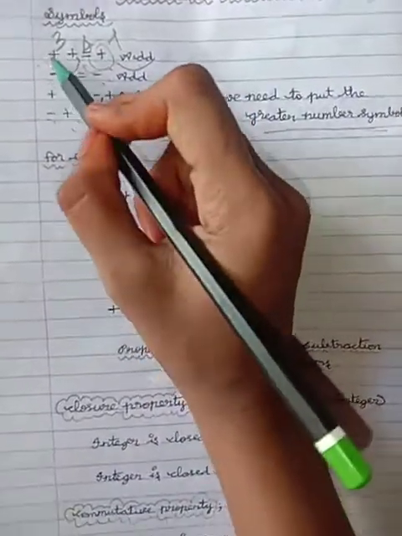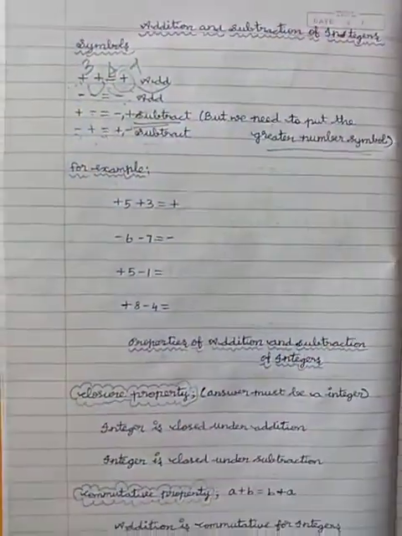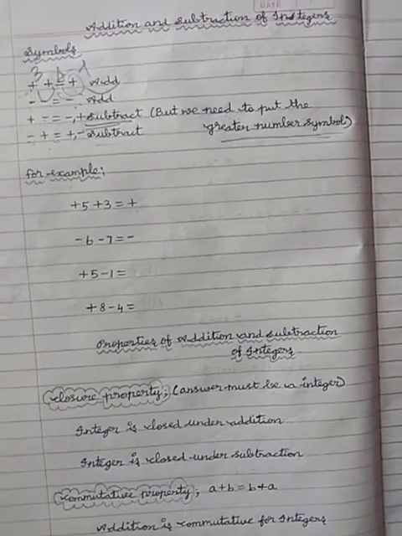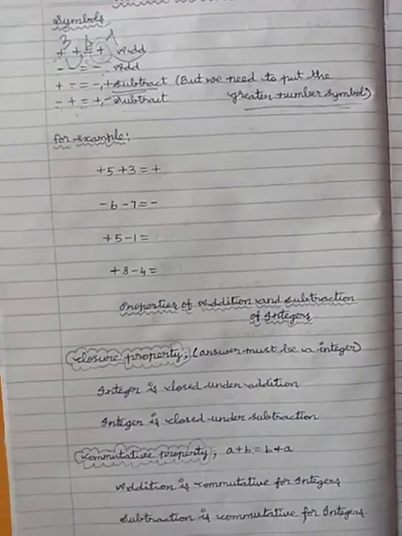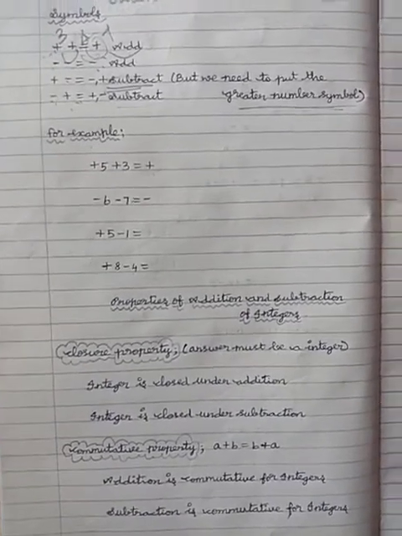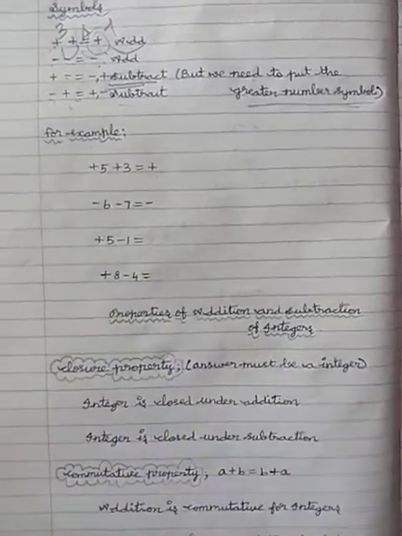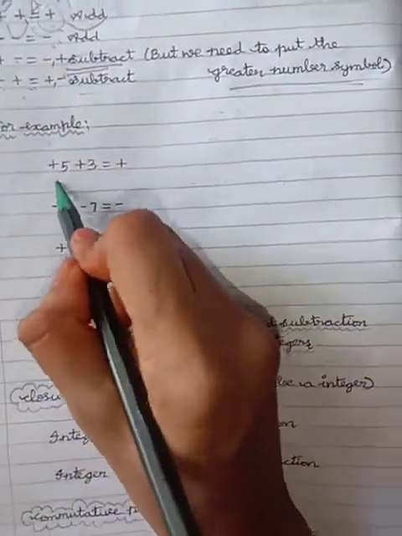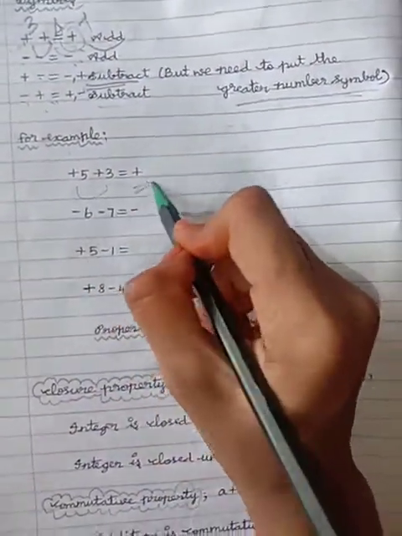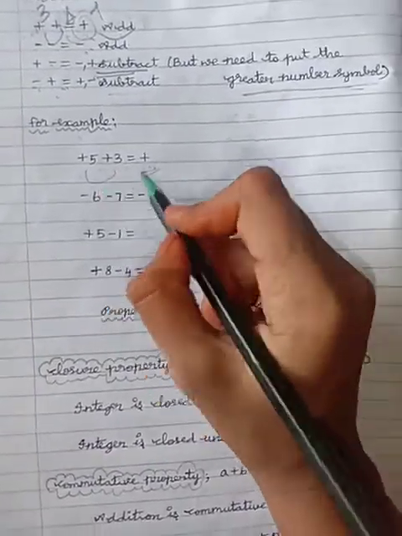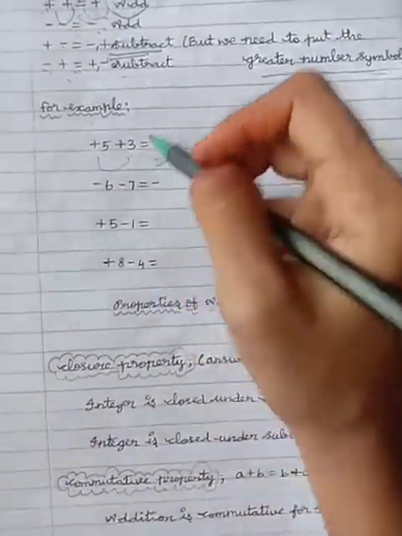One is the notice: if the given signs are the same, we need to put the same sign and we need to add. If the given signs are different, we need to put the greater number's sign and we need to subtract. So plus 5 plus 3, both numbers have the same sign, so we put the same sign. If the given numbers' signs are the same, we need to put the same sign and we need to add.